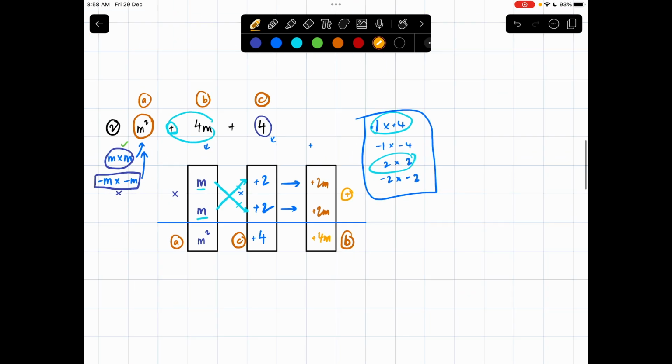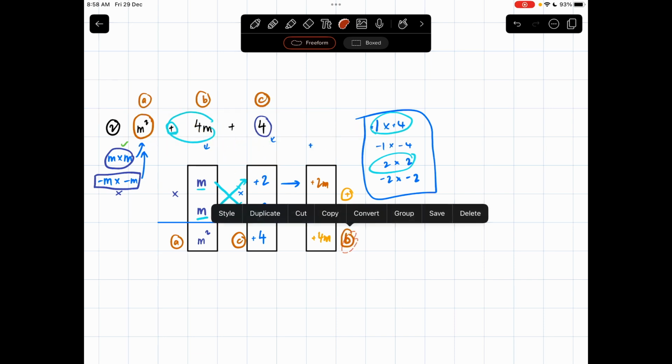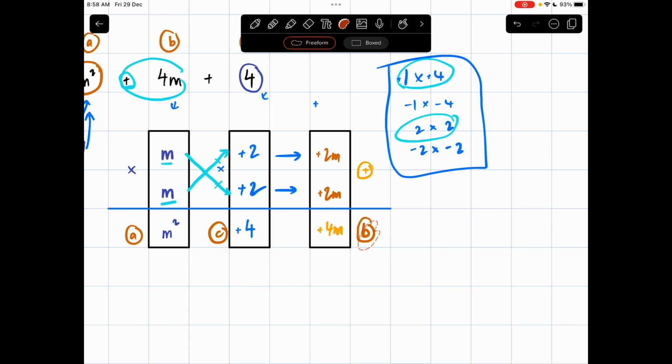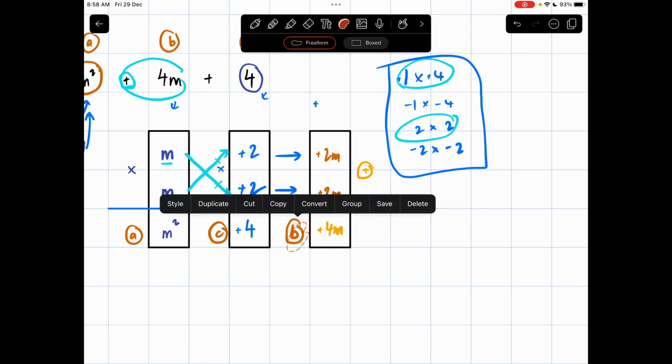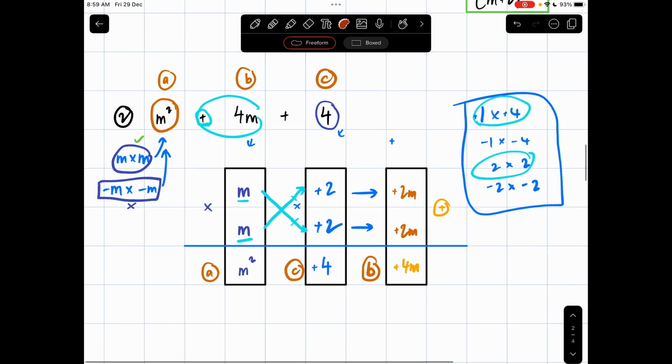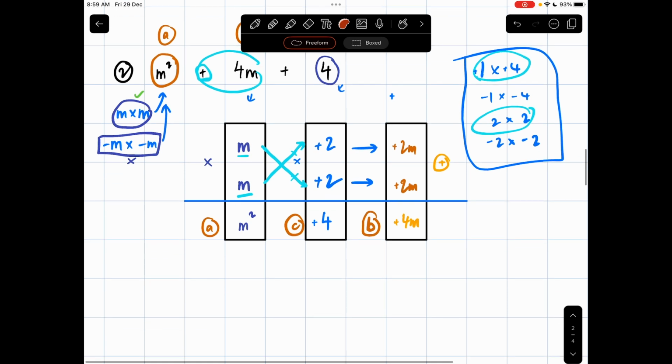So now when we compare, we have positive 4m in the question and positive 4m in the answer. So with this, we know that we have the correct terms now. So the answer, you may ask, what is the answer? The answer is right here.